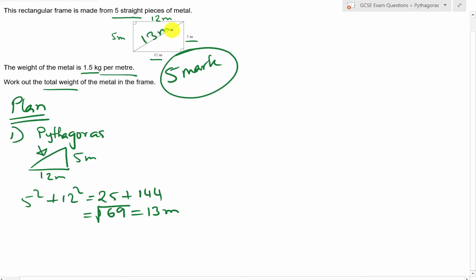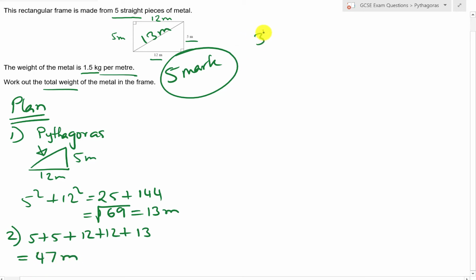Now we need to find the total length of the frame. So let's do part 2. The total length of the frame will be all those sides added together. So we have 5 added to 5, added to 12, added to 12, added to the new length that we just found, which is 13. And that gives us a total length of 47 meters.